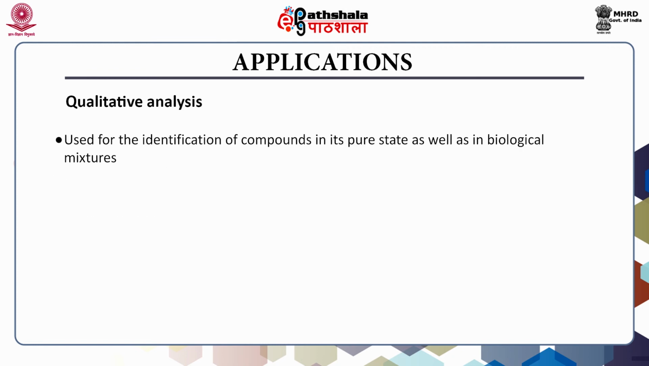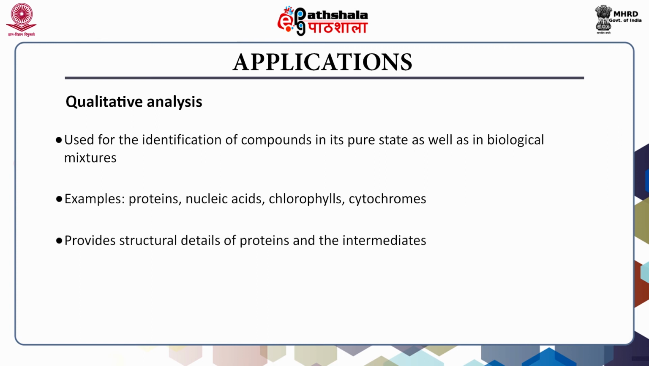UV visible spectrophotometry can be used for the identification of molecules and compounds in their pure state as well as in biological mixtures. Examples include proteins, nucleic acids, chlorophylls, cytochromes. This technique also gives the structural details of proteins and the intermediates arising in a biological system. It is also used in the analysis of transition metal ions as they absorb in the visible range, because of which the d electrons are excited to the higher energy state and give color to the metal ion solutions.